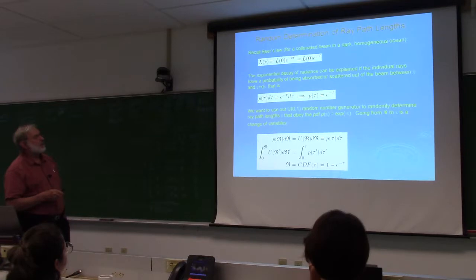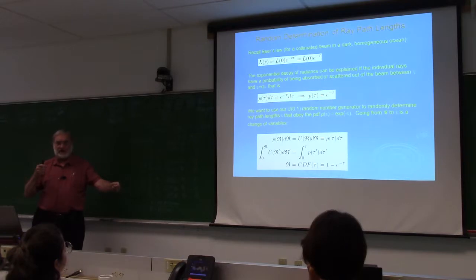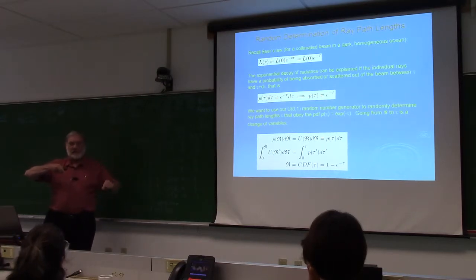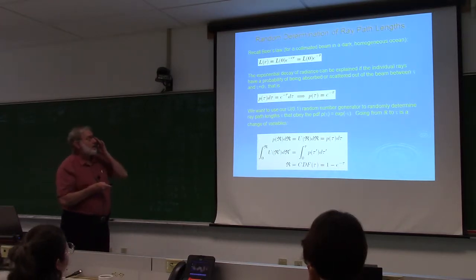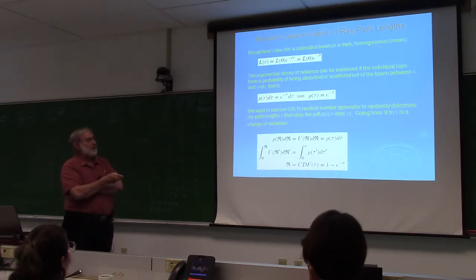So here's the question now. What do we use for the PDF to generate the distance a ray goes? For example, I shine this light through the water. The photon or the ray is going to go some distance, interact, and then do something else. So how do I determine that distance? Well, you remember Beer's law. If we have a collimated beam of light in a dark homogeneous ocean, Beer's law says the radiance at distance r is the value at 0 times e to the minus cr, or e to the minus tau, where tau is the optical path length, which is the beam attenuation times the physical path length.